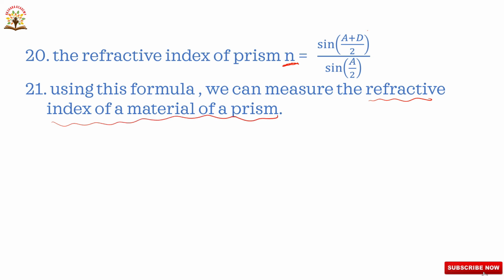So, the refractive index of the material of the prism, mu or n, is equal to sin((A+D)/2) divided by sin(A/2), where A is the angle of the prism and D is the angle of minimum deviation. Okay, next. Go to the next question, the fourth one.